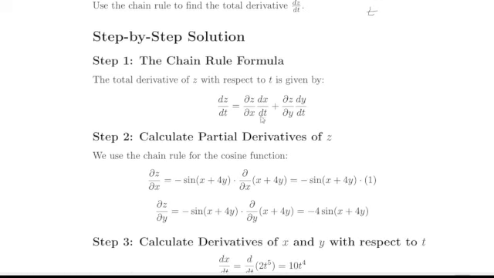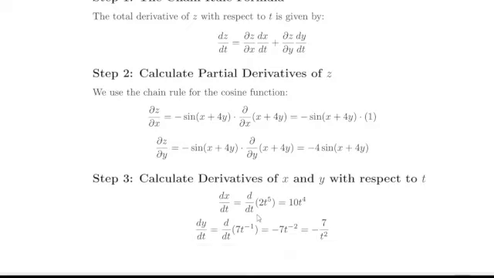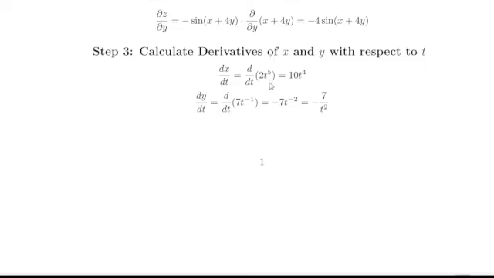Okay, next we move on to dx over dt and dy over dt. So we said x is equal to 2t to the fifth. Take the derivative with respect to t, we get 10t to the fourth. y is 7t to the negative 1 power. Take the derivative with respect to t, we get negative 7 over t squared. So now we can plug it back into this formula.